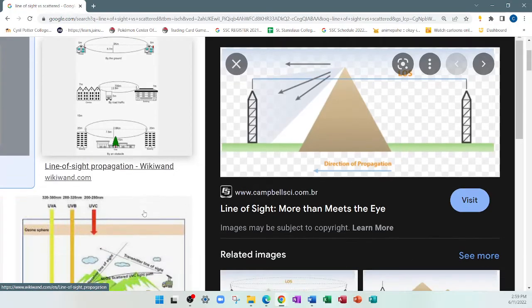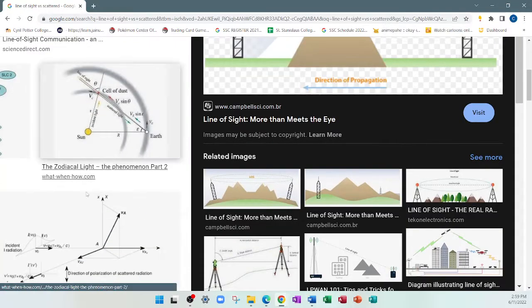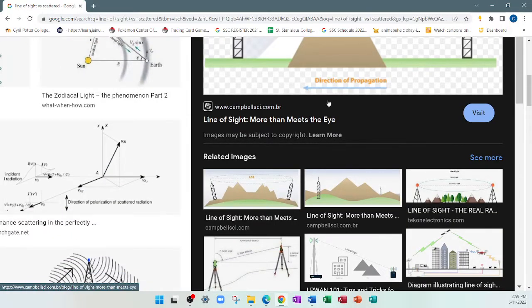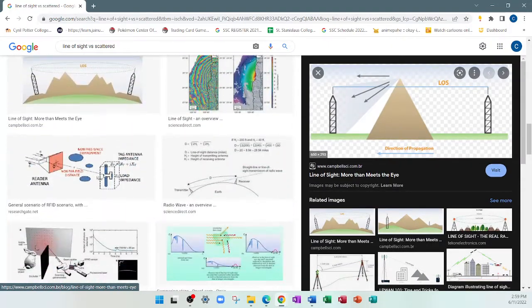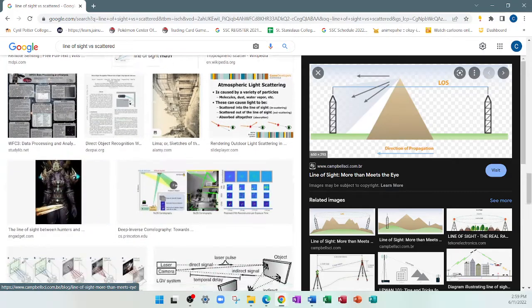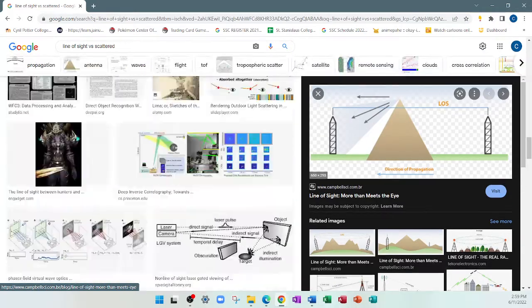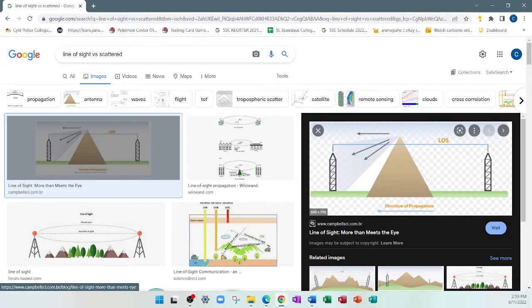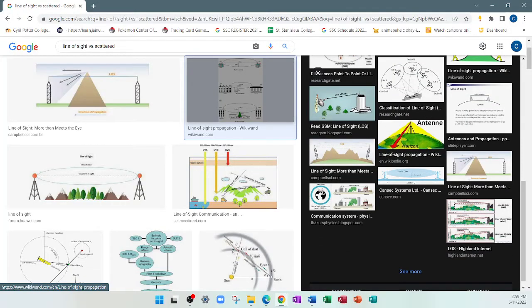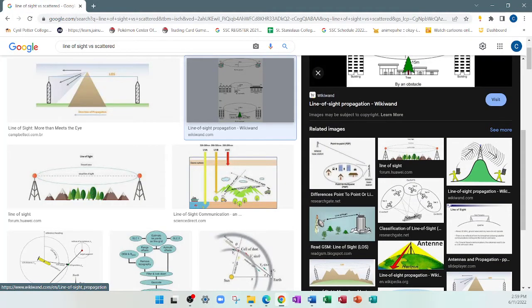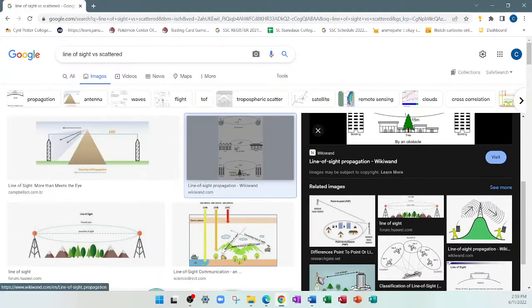Now, a scattered broadcast is basically the antenna scattering the signal in multiple directions, so it doesn't really matter what is in the path. But the disadvantage is that the other one is going to allow you to transfer the signal further. I'm not seeing a diagram of scattered, but basically it sends the signal in different directions, versus omnidirectional.